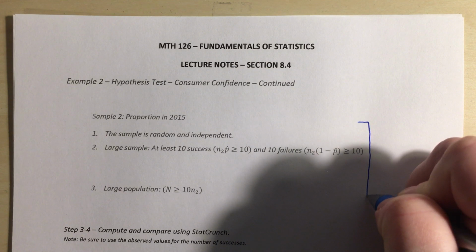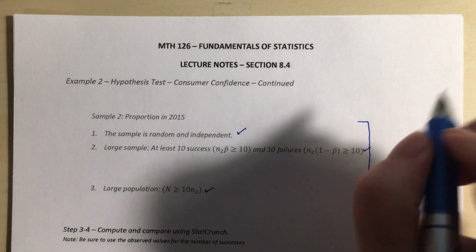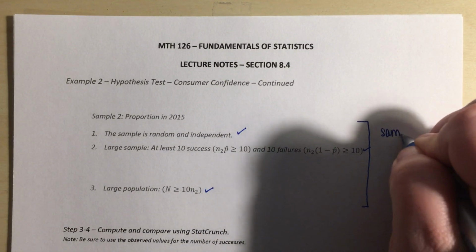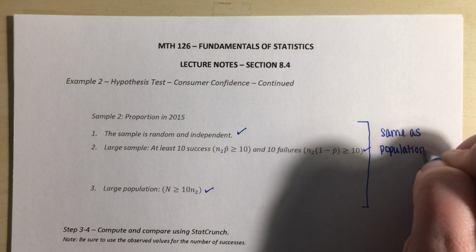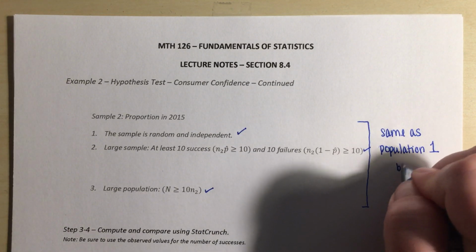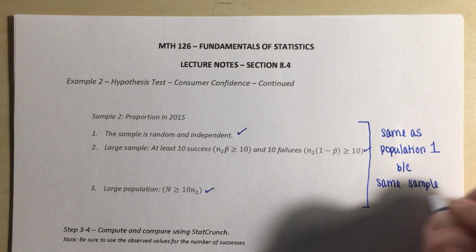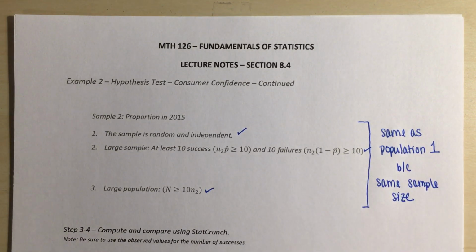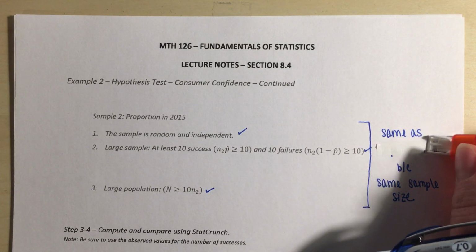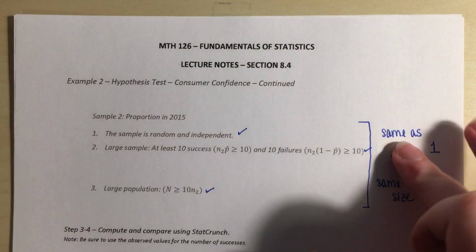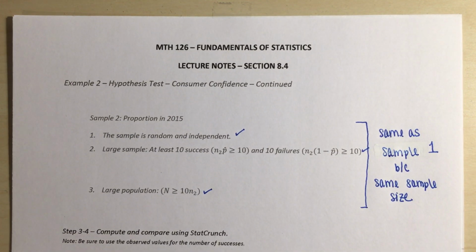So in this case, we are just going to mark all of these off. We're going to say same as population 1, because same sample size. Technically, I guess it should be same as sample 1, because our sample size is the same.